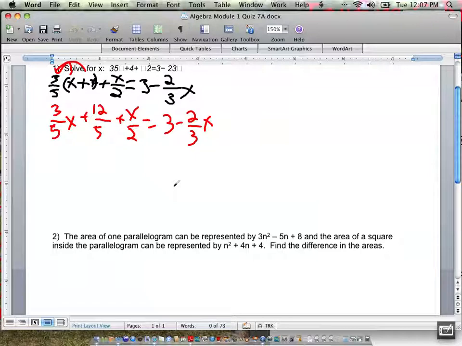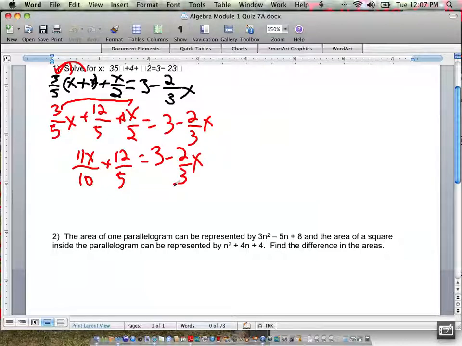Now the next thing I'm going to do is combine like terms here. And this, again, needs to be done on your calculator if you're going to use this blood and guts technique. You're going to have to do every fraction in parentheses. So you're going to do parenthesis 3 divided by 5 parenthesis plus this x over 2, which is really 1x over 2, so parenthesis 1 divided by 2 parenthesis. If you do that, I'm pretty sure you're going to come up with 11x/10. That will combine these two terms right here. Plus 12/5 equals 3 minus 2/3 x.